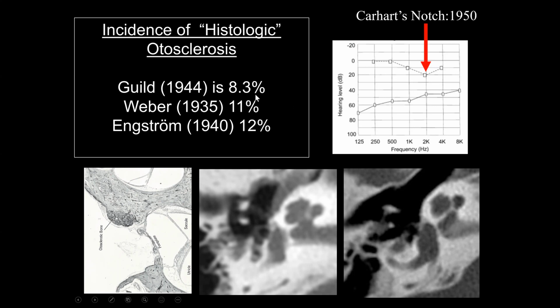Gill said about 8.3% in 1944, Weber 11% in 1935, Engström 12% in 1940. So the point is that 1 out of every 10 of us has some type of otosclerosis. What I have been doing more frequently is that if I see this area of rarefaction of bone right at the classic location of the fissula and the fenestra, I go ahead and call this early otosclerosis. And it's only these late cases of otosclerosis that I believe have the classic Carhart's notch.